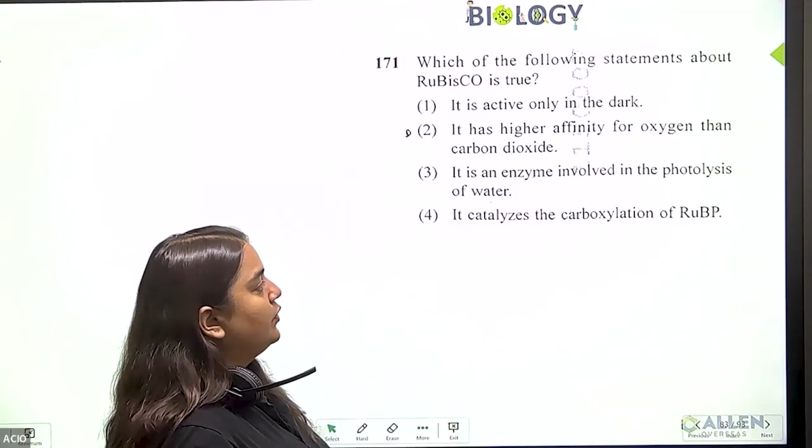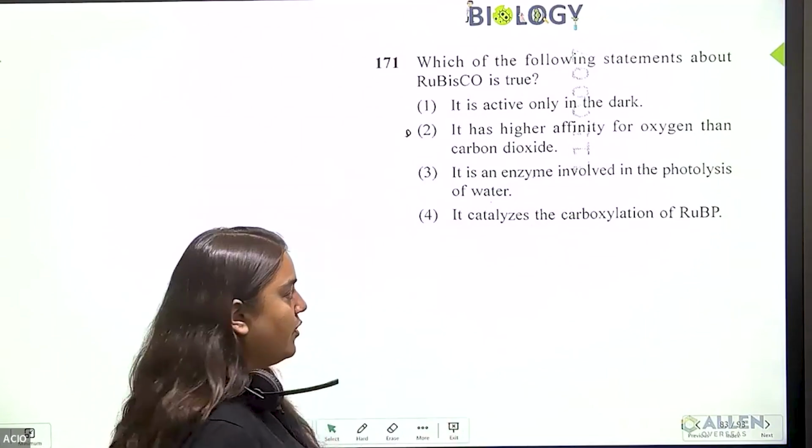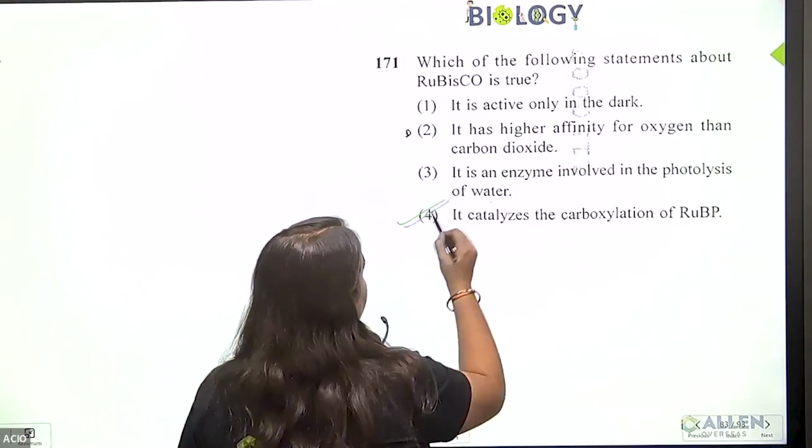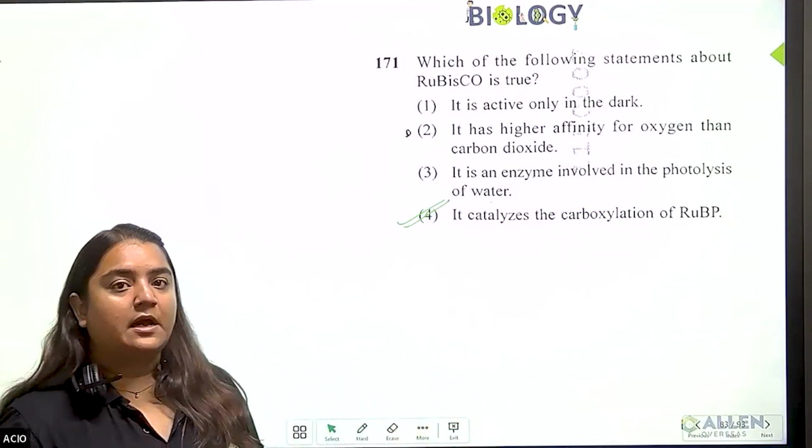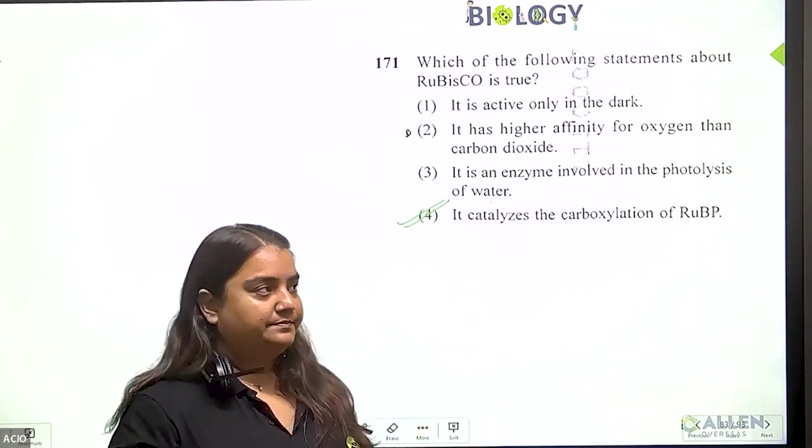It is an enzyme which is involved in the photolysis of water. No, wrong statement. Yes, it catalyzes the first step, that is carboxylation of RuBP. Right one.